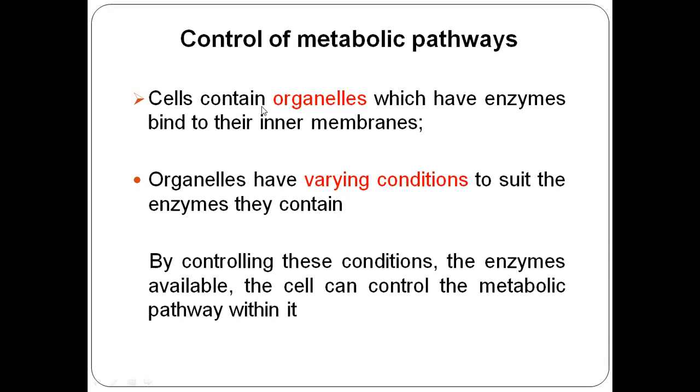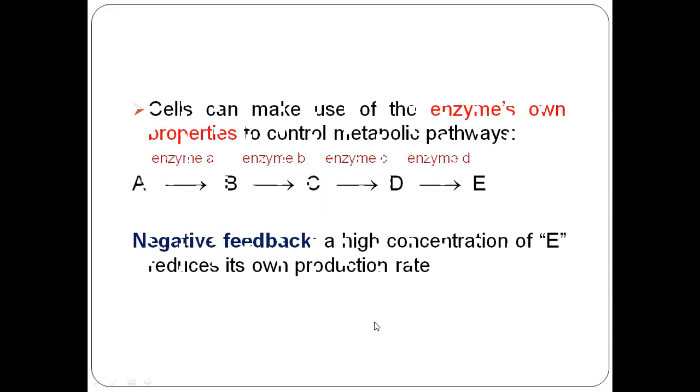The cells contain organelles which have enzymes bound to their inner membranes. Organelles have varying conditions to suit the enzymes that they contain. By controlling these conditions and the enzymes available in the cell, they can control the metabolic pathways that are present inside them. The cells can also make use of enzyme properties to control the metabolic pathway.